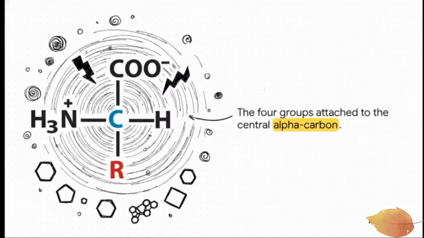Notice how that central alpha carbon acts like an anchor? Attached directly to it, you'll always find the exact same three things: an amino group, a carboxyl group, and a single hydrogen atom. But then there's that R side chain. You can kind of think of the R group as the flavor. It's the wild card. Its unique nature completely determines the specific chemistry of each individual amino acid.